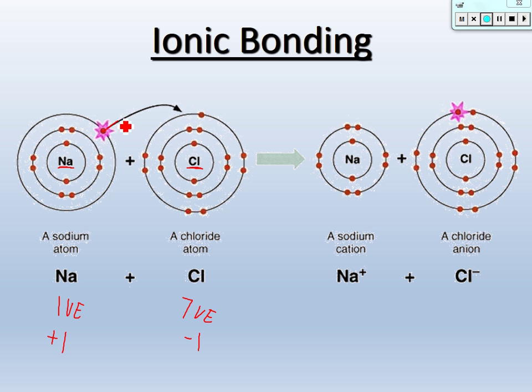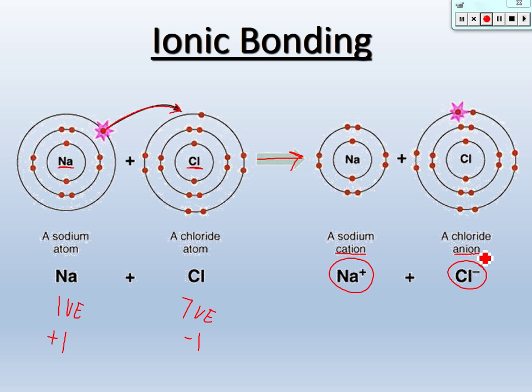What will happen is sodium actually gives it, totally transfers it to chlorine. Now let's see what happened after we do that. Sodium now forms a +1 charge because it lost its electron. So sodium is a +1. It's a cation. Remember, cations are positive. Chlorine, now that it has this electron, has 1 extra electron, so it forms a -1 charge. And it's called an anion because it's negatively charged.